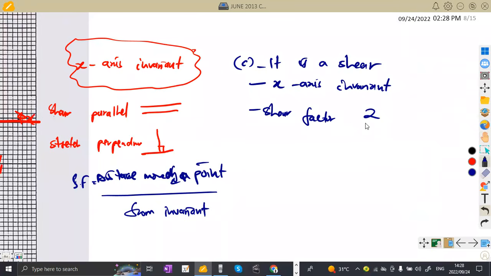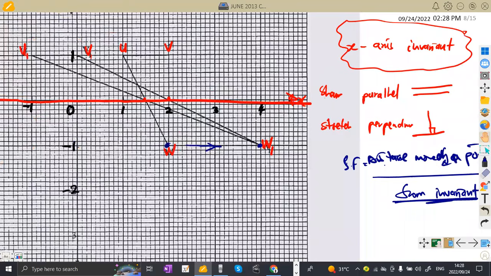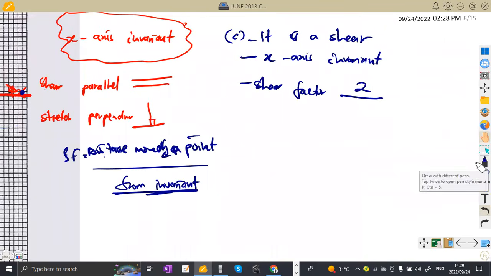So we're going to have the distance moved by a point, positive 2, over the distance of that same point from the invariant line. We are talking about the point W because it's the one we are discussing. So from the x-axis going to W, we are going down, and it's a negative. So from this point to W, we are going downwards, which is -1. It's just one box, which is 1 unit. So it's -1. So it's going to be 2 over -1. So direction is also very, very important. So our shear factor is -2.